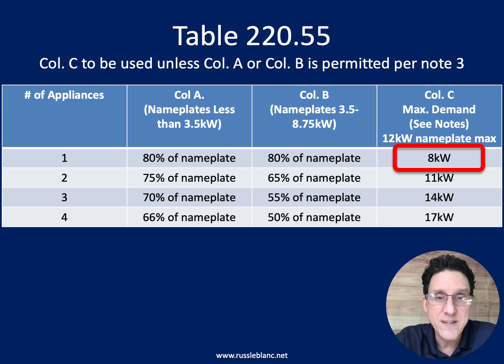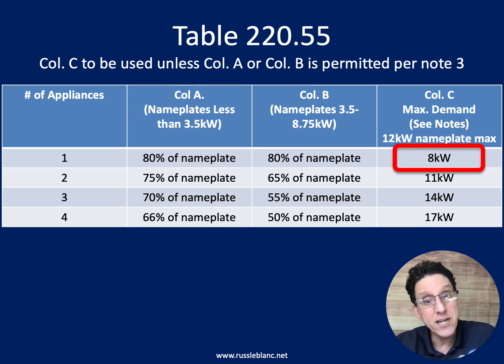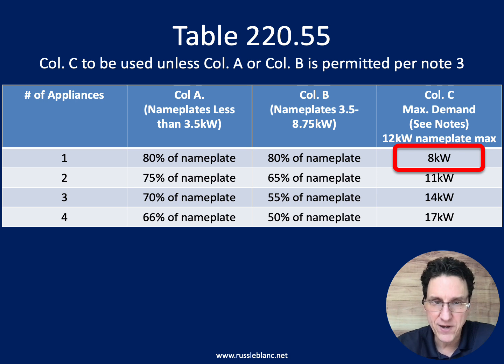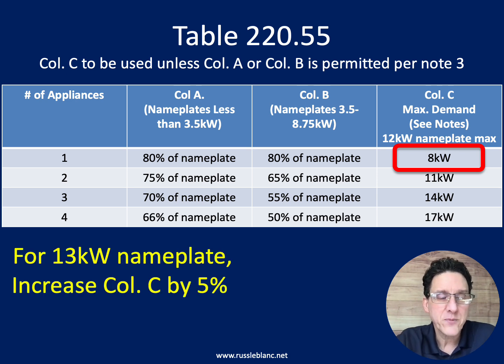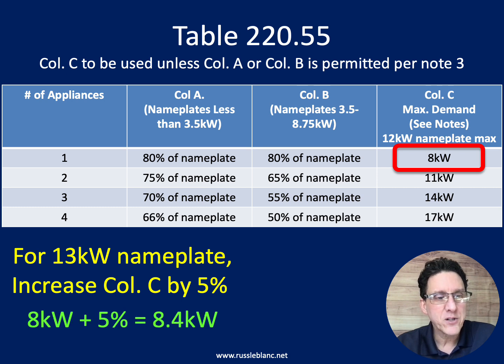All right, so there's the maximum demand in column C for 1 unit. But because the nameplate was 13, we have to increase column C by 5%. Right, that's what note 1 says. All right, so if we increase column C by 5%, that gets us to 8.4 kW. That's the minimum permitted calculated load for the branch circuit for that 13 kW nameplate.